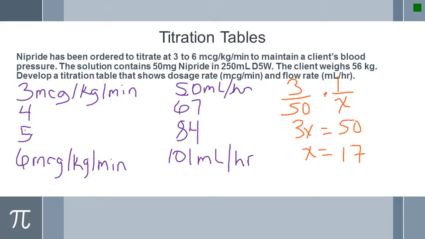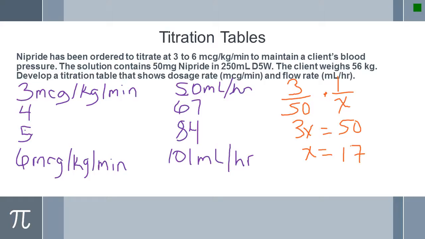micrograms per kilogram per minute. It helps that we've got our patient's weight in kilograms. So they're 56 kilograms. We know we're going to have to change our micrograms to milligrams because that's how it comes. So a milligram is 1,000 micrograms.